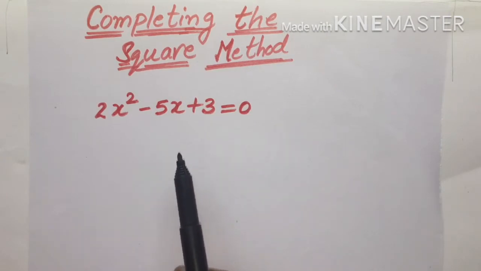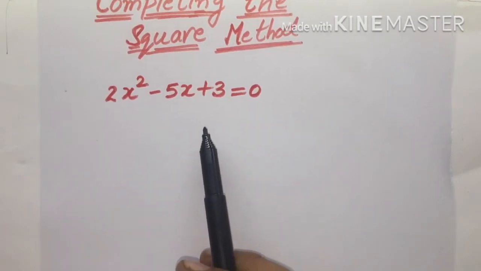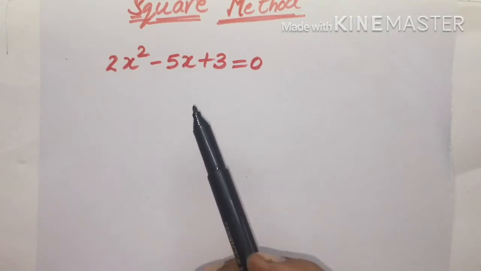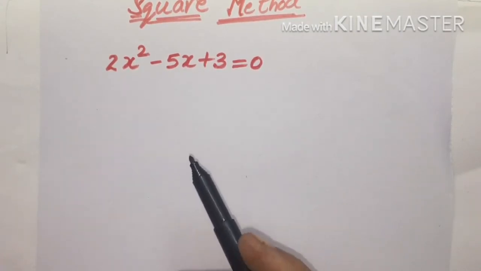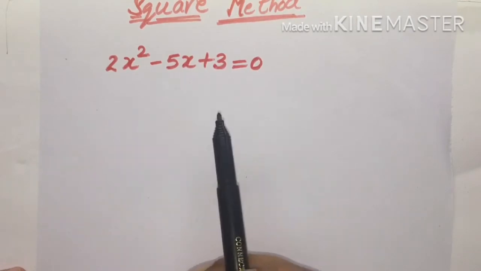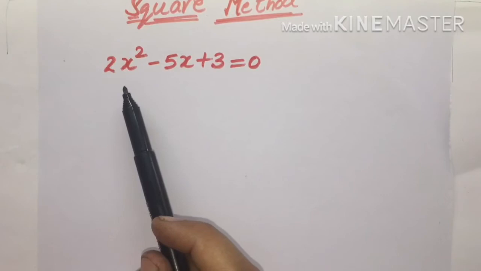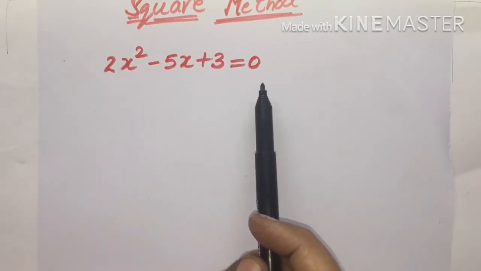So let's do it. I am taking one example of a quadratic equation. With the help of this example, we will understand the completing the square method, how we can do it step by step, and how we will use this method to solve this quadratic equation. So the first equation I am taking is 2x square minus 5x plus 3 is equal to 0.